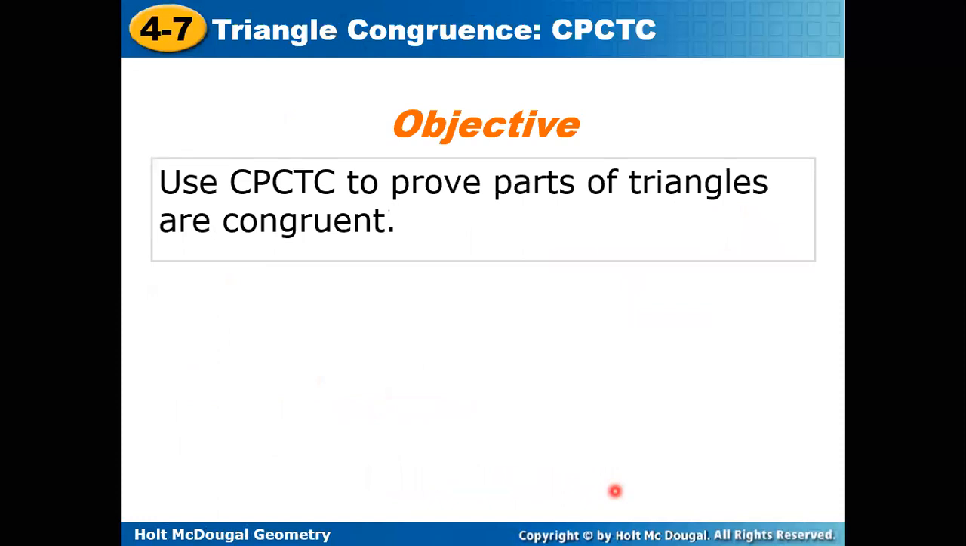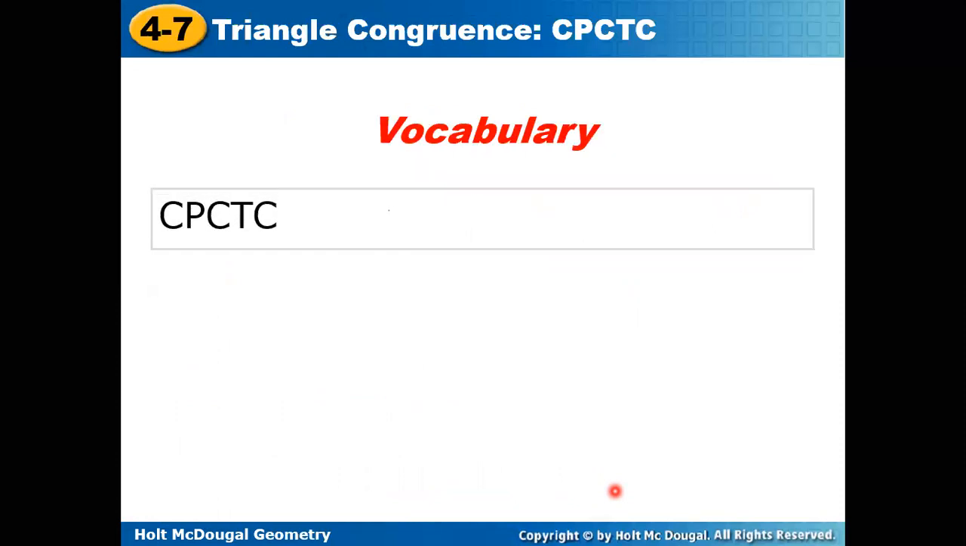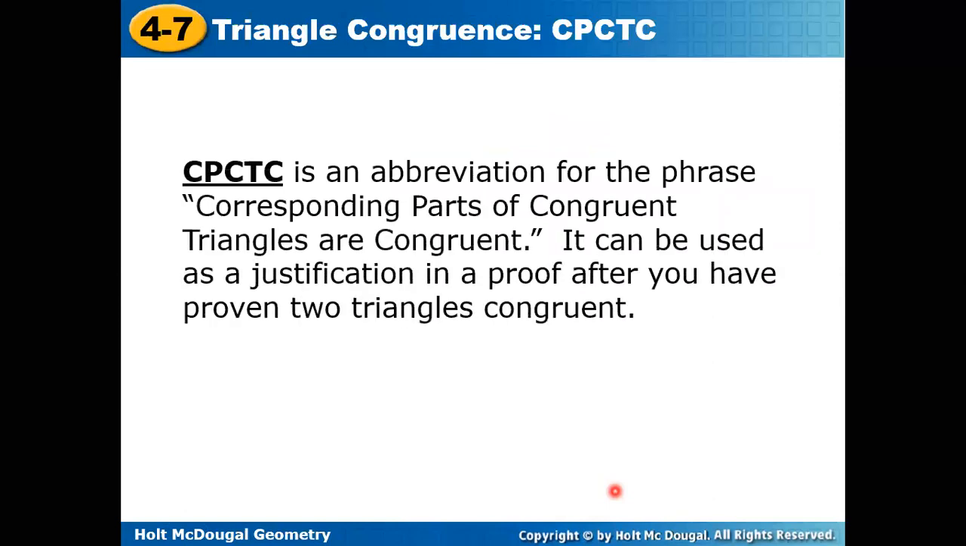In our lesson today, we will use CPCTC to prove parts of triangles are congruent. Let's know first what the meaning of CPCTC. CPCTC is an abbreviation for the phrase corresponding, letter C, parts, which is P, of congruent triangles are congruent. It means if I have 2 triangles which are congruent, so the corresponding parts of the 2 triangles are also congruent. Okay?